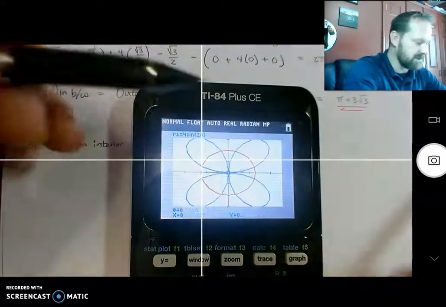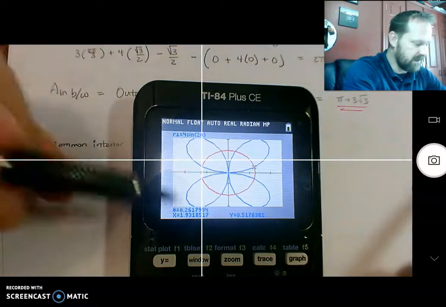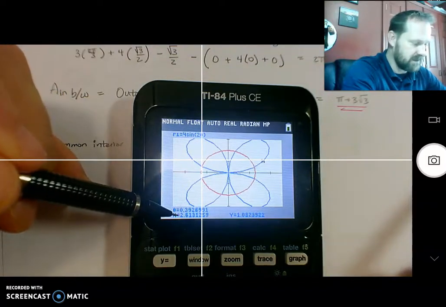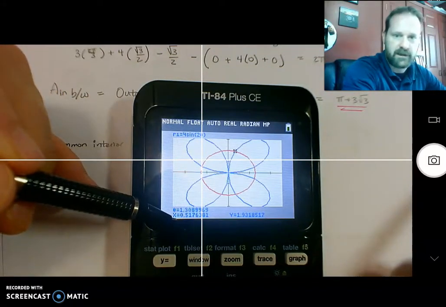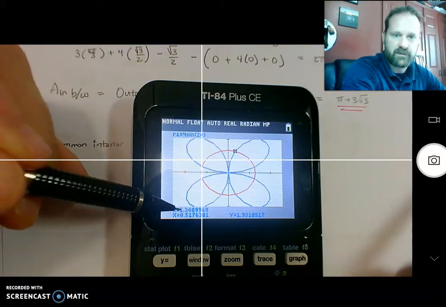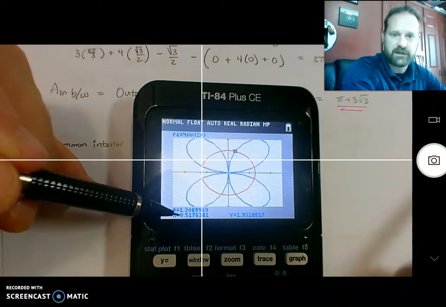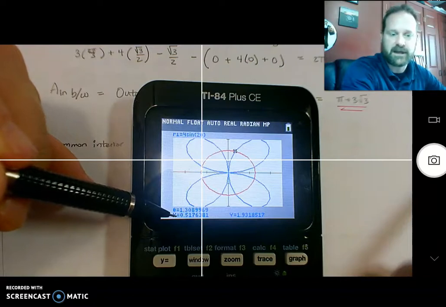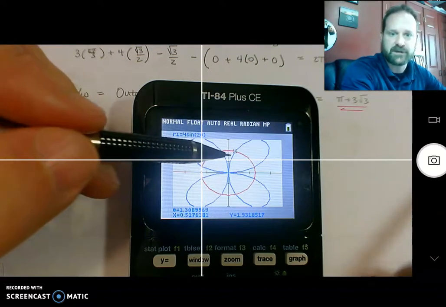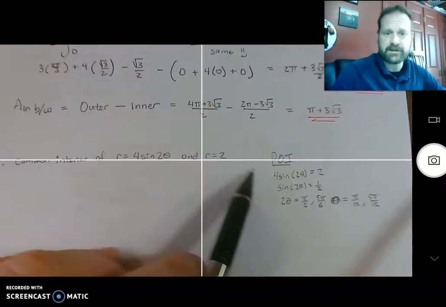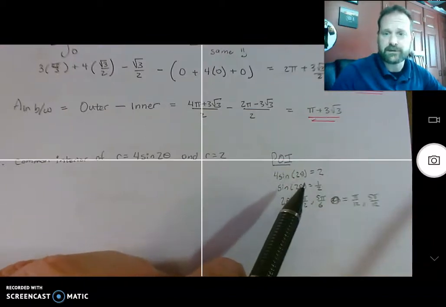Now I can hit trace and kind of see, okay, that's 0.26, and I can come back around and look, okay, that's 1.3, but I could use decimal approximates, but I want exact. So I'm going to find the points of intersection of those. I just set the 2 equations equal to each other, just like algebra.